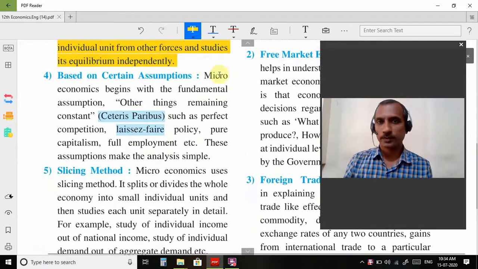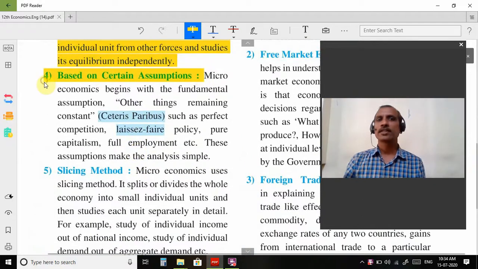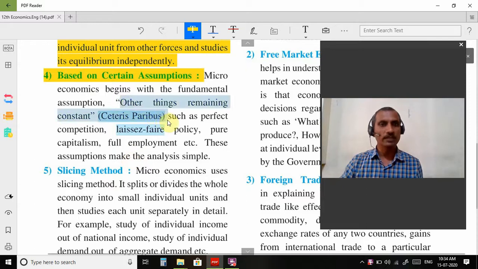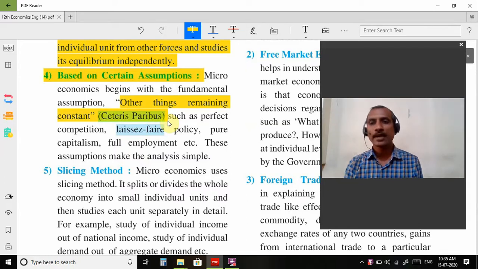based on certain assumptions. So microeconomic theories are based on certain assumptions. When we explain any law of microeconomics, at that time what do we say? Other things remain constant. What is the meaning of other things? For example, when we explain the law of demand, हम अगर law of demand explain करते हैं तो उस समय हम क्या कहते हैं?